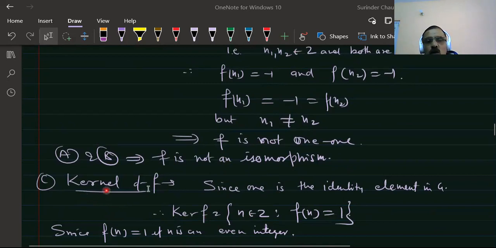Third is the kernel of f. Since 1 is the identity element of G, the kernel of f in G is the set of all n belonging to Z such that f of n is equal to 1.